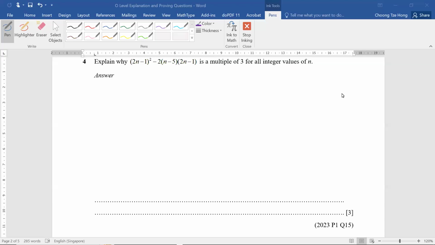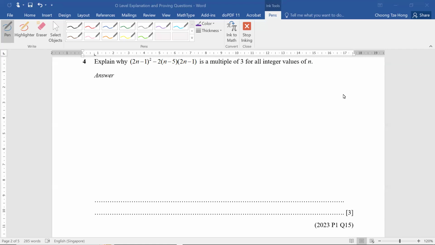Hi students, in this video I'll be going through the 2023 O-Level Mathematics Paper 1 question 15. The question wants us to explain why (2n − 1)² − 2(n − 5)(2n − 1) is a multiple of 3 for all integer values of n.